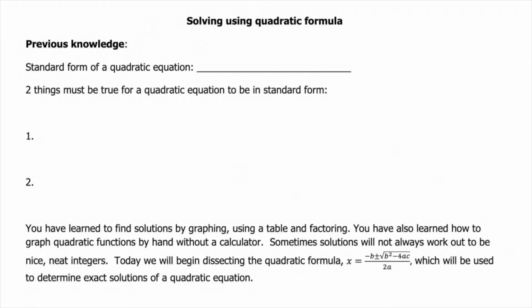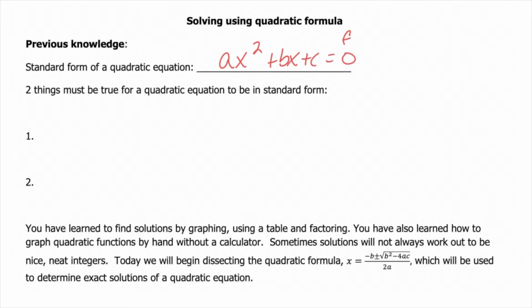Quadratic formula. The quadratic formula is very simple to use. It's tedious, but it's very simple to use. We start off by looking at every quadratic equation. We need to be in this form: ax squared plus bx plus c equals 0.